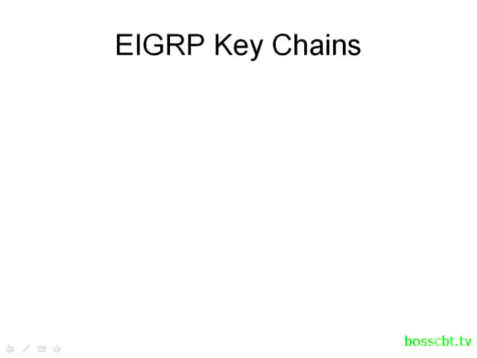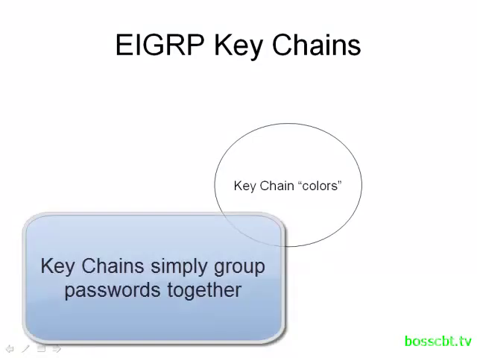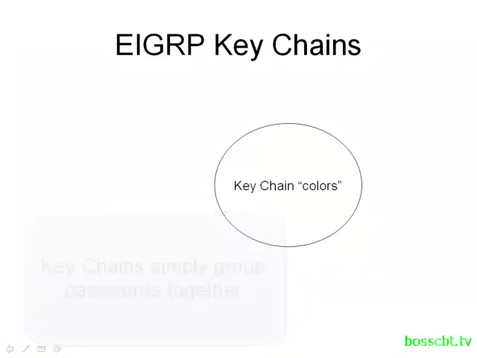Let's go ahead and start with the concept of the keychain. Now, in EIGRP, we're going to configure something called a keychain, and we need to give it a name. Here, I've named mine Colors. And a keychain is just another way of saying, I'm going to group a bunch of passwords together. So if you want to use multiple passwords, you organize them by keychains.